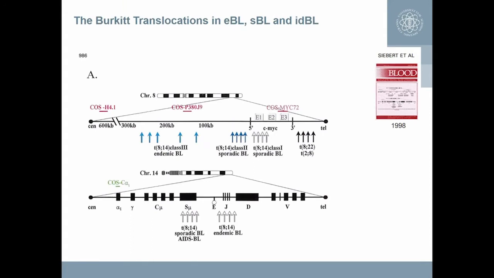This might not be true in all kinds of Burkitt lymphoma, because we know that in endemic Burkitt lymphomas, we mainly have translocations affecting the joining region. So these might occur during somatic hypermutation in the later stage of B cell development.